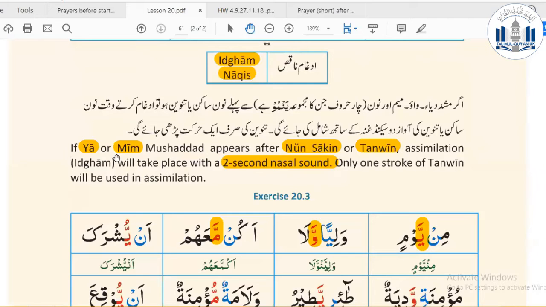Okay, so idgham naqis is the rule that we will be learning about today. So the rule is if ya or waw mushaddad. Okay, there is a mistake over here. It should say waw, not meen. Okay, so please correct that on your pieces of paper, or if you have the book, please correct that on there as well. It should be if ya or waw mushaddad. Okay, so I'll give you some time to just quickly note that down somewhere.